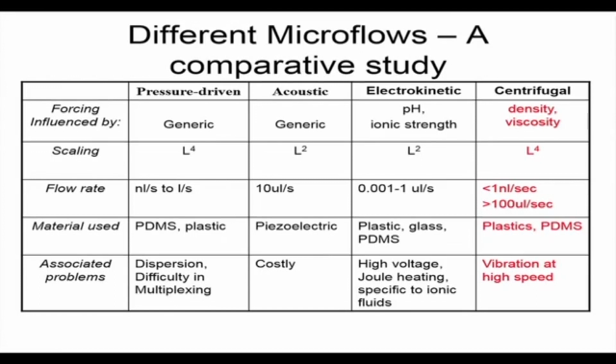Scaling of these forces: in pressure driven flow, the head loss scales inversely as the 4th power of the characteristic length scale for a given flow rate. For acoustic it is L square instead of L to the power 4, electrokinetic also L square, and centrifugal, quite intuitively, is also L to the power 4, because it essentially generates a pressure gradient by the driving rotational force. So it is another way of perceiving a pressure driven flow.